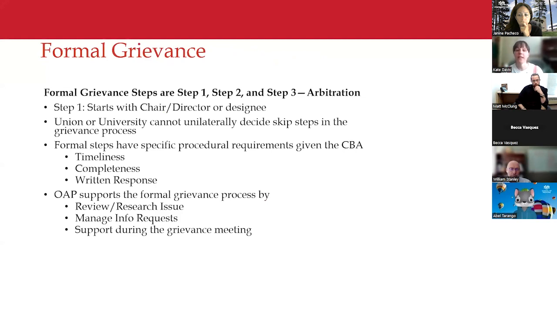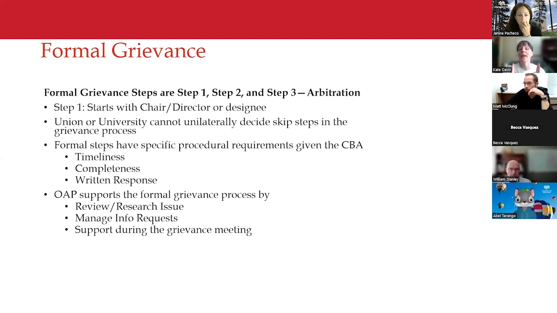So a formal grievance has step 1, step 2, and step 3, all the way up to arbitration. Like I said, step 1 is the chair or director or designee, if that's appropriate. The union or university cannot unilaterally decide to skip steps. Neither the union nor we can say we want to go straight to step 3 in arbitration, or straight to step 2. You have to go informal, step 1, step 2, and then step 3. Formal steps have very specific timelines that you have to follow, and they're very short timelines in some respects.